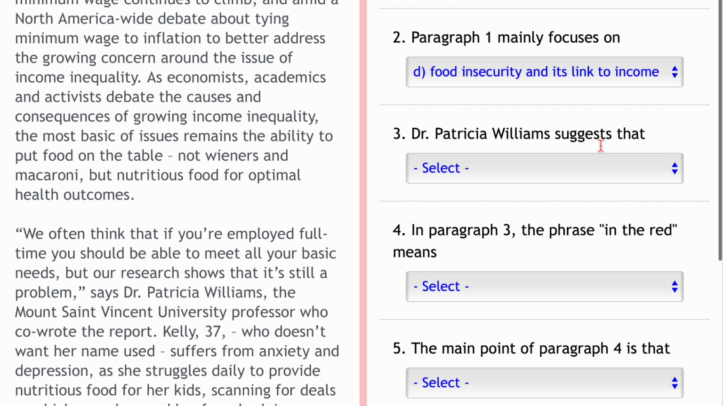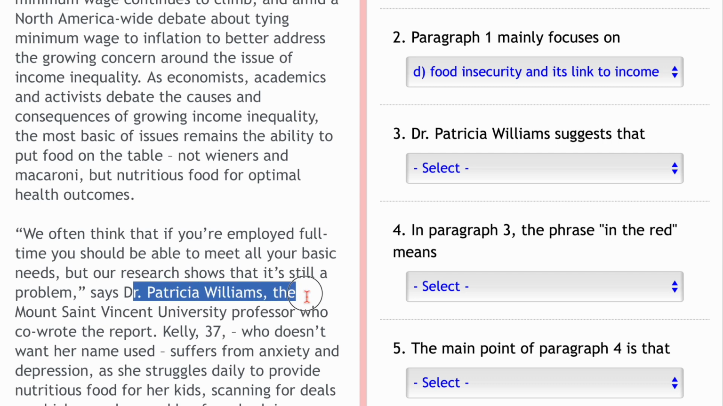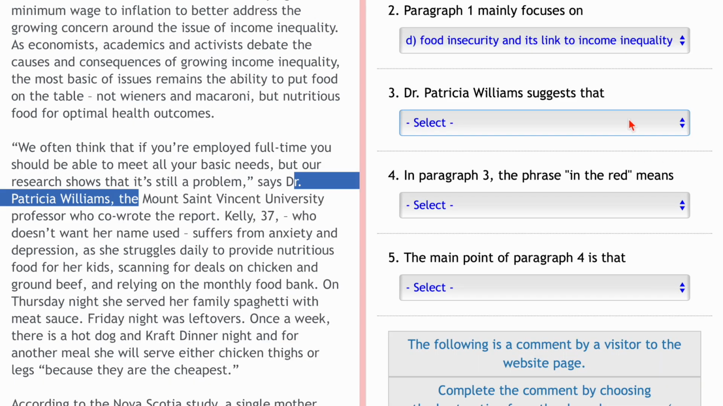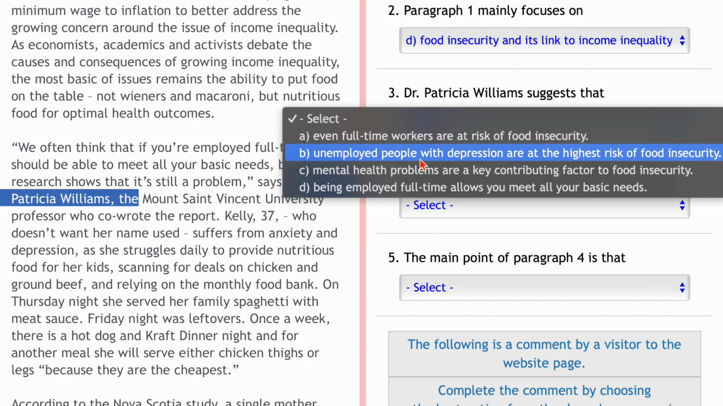So, Dr. Patricia Williams suggests that, we read about her over here, even full-time workers are at risk of food insecurity. Unemployed people with depression are at the highest risk of food insecurity. Mental health problems are a key contributing factor to food insecurity. And being employed full-time allows you to meet all your basic needs.